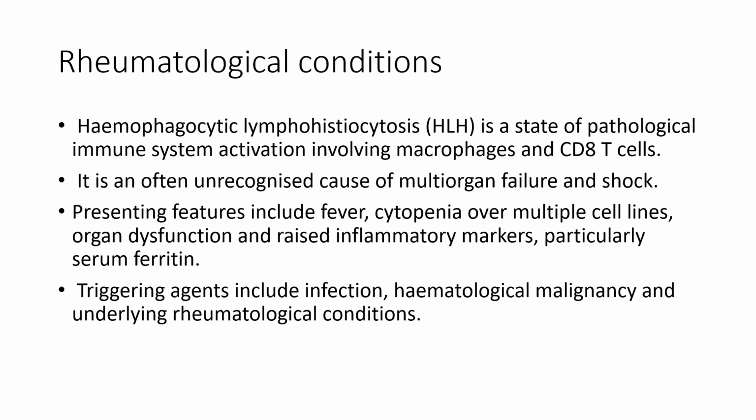Now, the next is rheumatological condition. Hemophagocytic lymphohistiocytosis is a state of pathological immune system activation involving macrophages and CD8 cells. It is often an unrecognized cause of multi-organ failure and shock. Presenting features include fever, cytopenia over multiple cell lines, organ dysfunction, and raised inflammatory markers, particularly serum ferritin. Triggering agents include infection, hematological malignancy, and underlying rheumatologic condition.